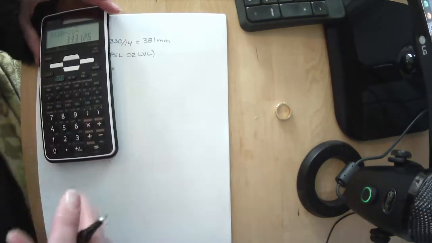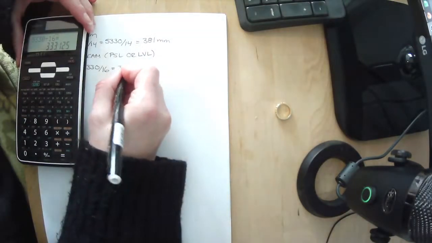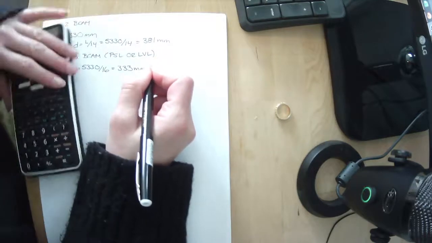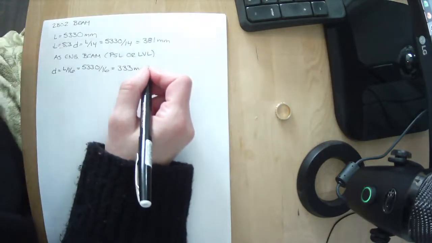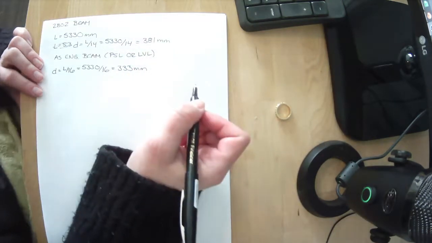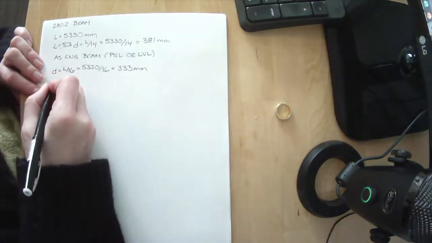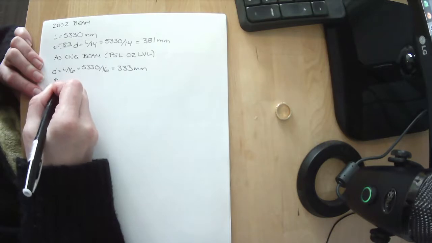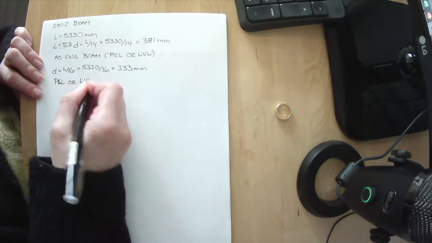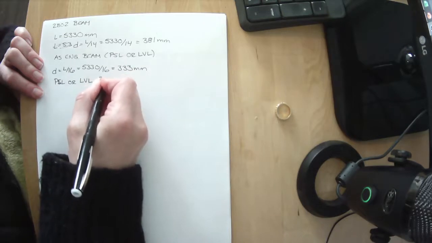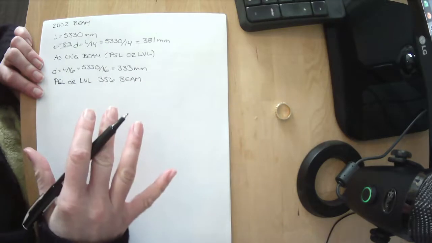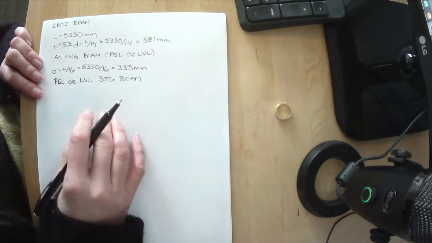5330 divided by 16 is 333 millimeters. So if we go back and look, both PSL and LVL were available in a 356 element. So PSL or LVL 356 beam. I'm not going to ask you for anything more complex than that with these.